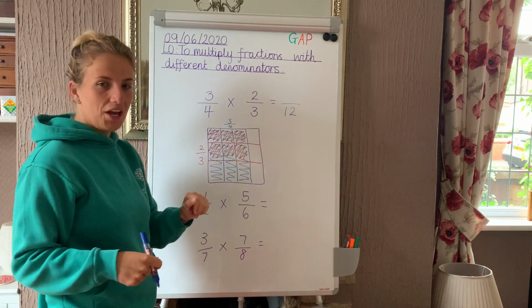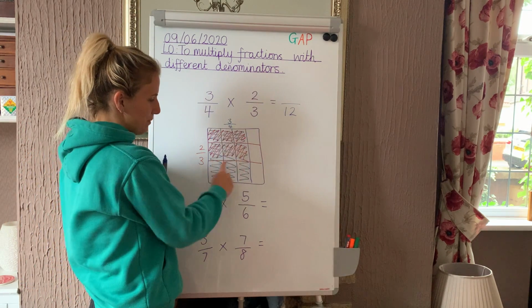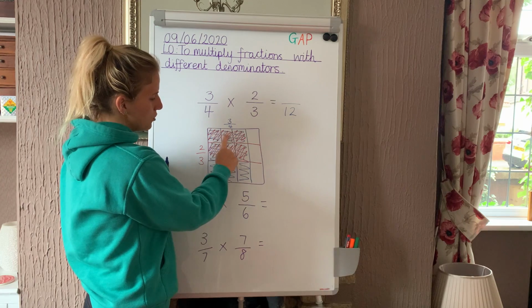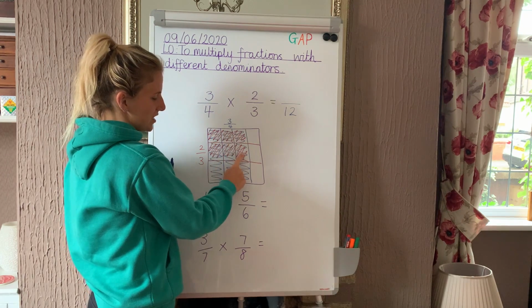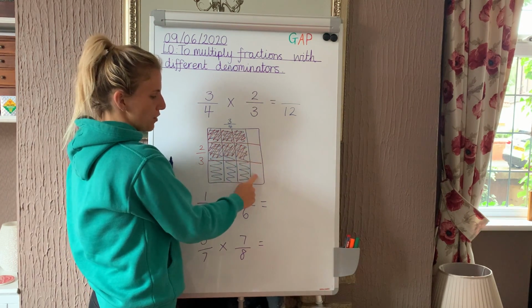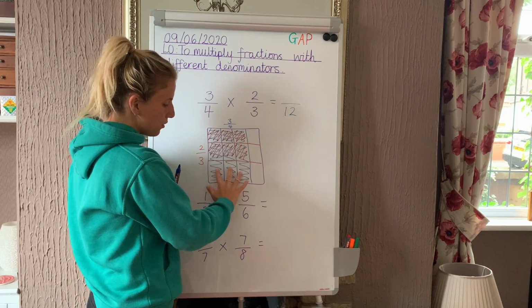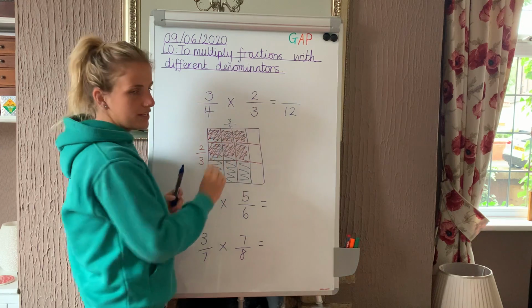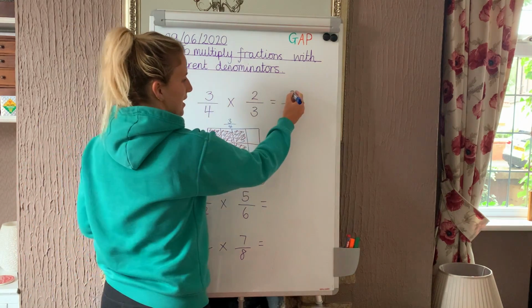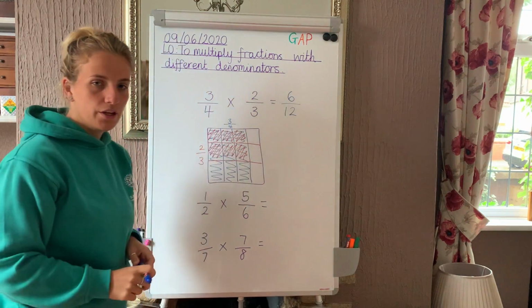So let's just double check whether we get 6 here that have been shaded as a total. 1, 2, 3, 4, 5, 6. I don't include those because those aren't shaded, and I don't include those because those aren't both. Remember, they have to be this part and this part of the fraction. So I've got 6 out of 12, okay?